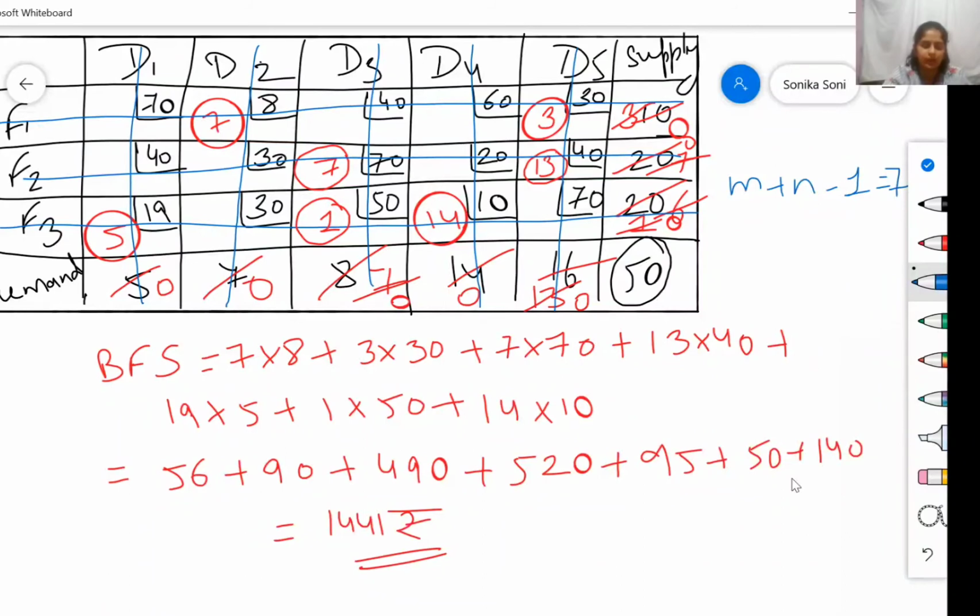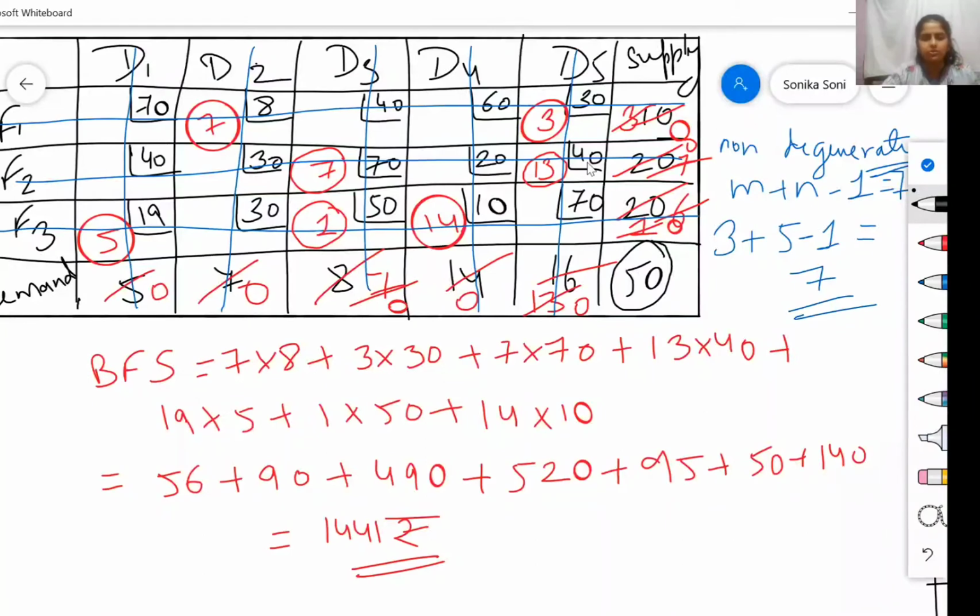Now, how many m do we have? M means the total number of factories. We have 3 factories. How many n's do we have? N is the total number of destinations. We have 5 destinations, and minus 1, which is 5 plus 3 is 8, minus 1 is 7, which is equal to 7. That means this question has the required number of allocations, which means this is a non-degenerate problem.